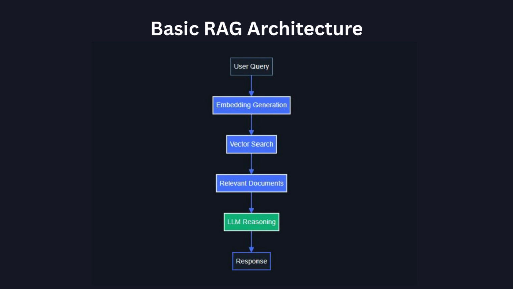Basic RAG architecture. The RAG pipeline starts with a user query. This query is converted into an embedding vector, which is used for vector search. Relevant documents are retrieved and passed to the LLM for reasoning, producing the final response.